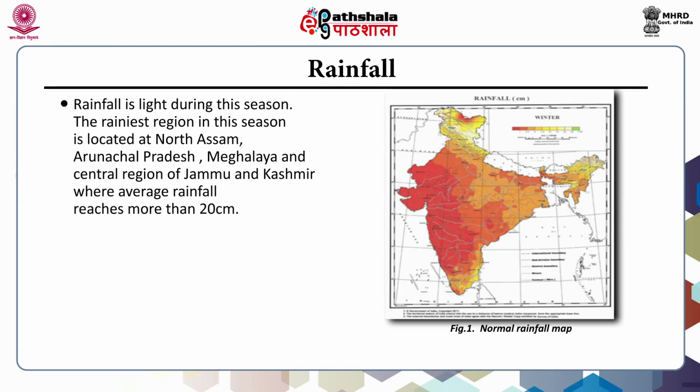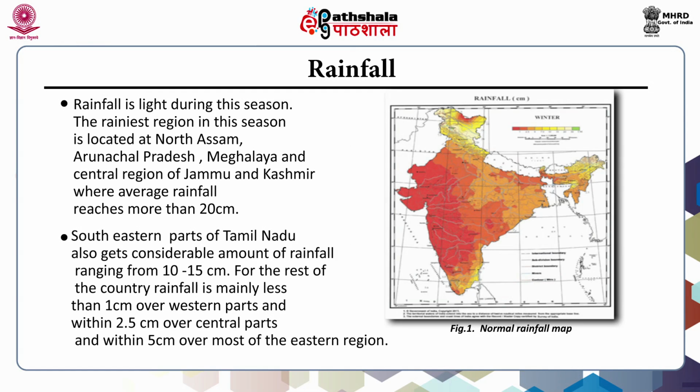So if we talk about the rainfall, it is usually light during this season. The rainiest region in this season is located in North Assam, Arunachal Pradesh, Meghalaya and the central region of Jammu and Kashmir, where average rainfall reaches more than 20 centimeters. Southeastern parts of Tamil Nadu also get a considerable amount of rainfall, ranging from 10 to 15 centimeters.